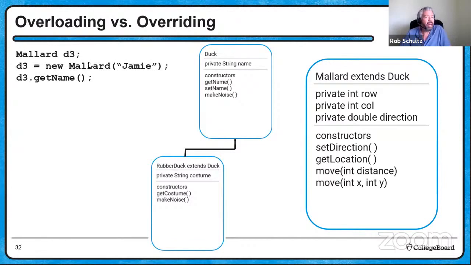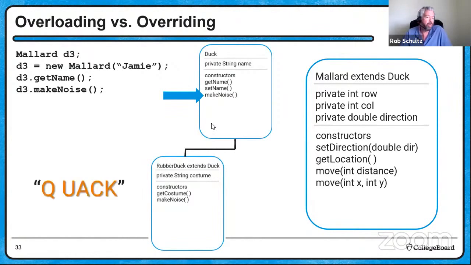Okay, so now if I go out and say Mallard d3, d3 equals new Mallard Jamie, d3.getName is going to, again, go to the top of the tree and get the getName method. So we're going to get Jamie. If I go in and I tell d3 to make noise, well, there's no makeNoise method in my Mallard class. So it's going to go up the tree and pull the makeNoise method from Duck. So just like every other duck other than our rubber duck, it's going to quack.